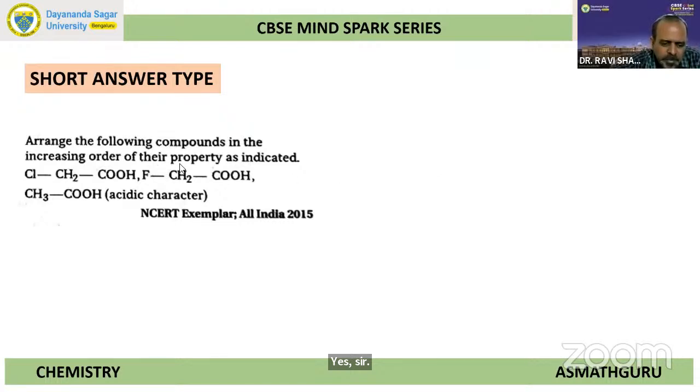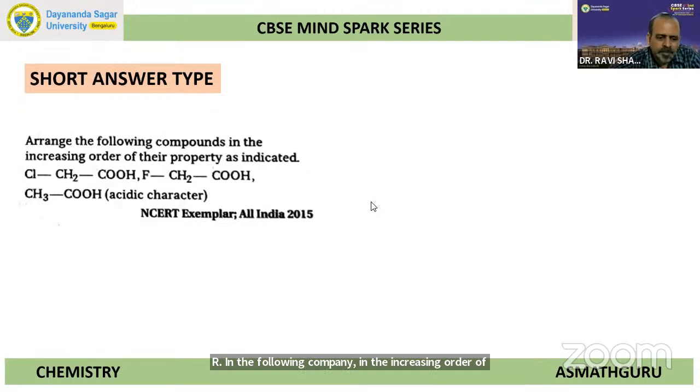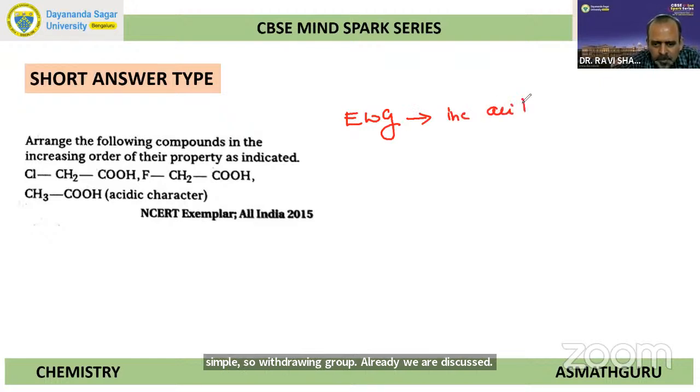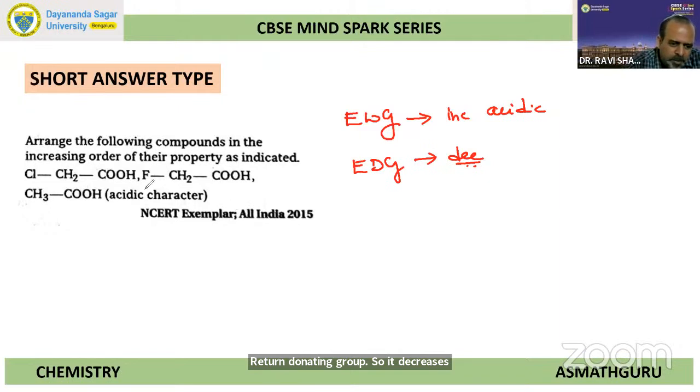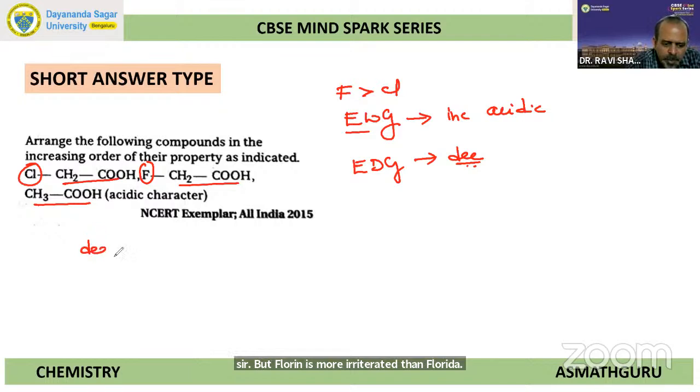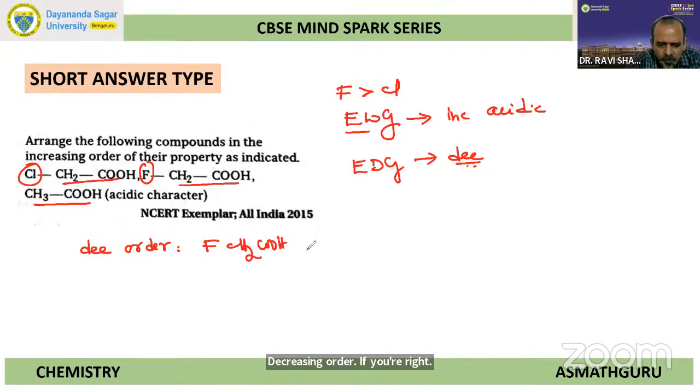Next. Arrange the following compounds in the increasing order of their acidity. Very simple. Electron withdrawing groups, as already discussed, increase acidic nature. Electron donating groups decrease it. So what you are having here is carboxylic acid. We are having extra fluorine and chlorine, and they are withdrawing groups, sir. But fluorine is more electronegative than chlorine.